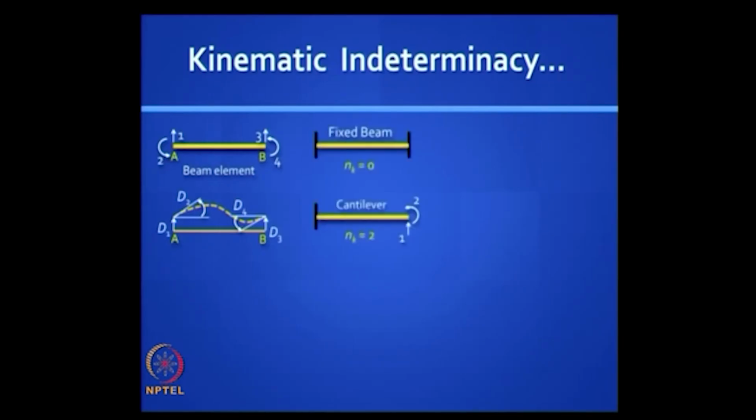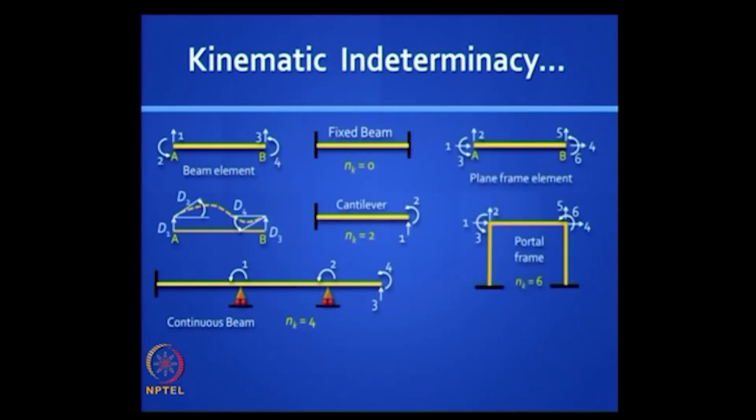So you have 4 degrees of freedom for a beam element. The primary structure or the kinematically determinate structure would be one in which all those 4 displacements are arrested, which is what you get in a fixed beam with both ends fixed. In a cantilever, one end is fixed, at the other end you have 2 degrees of freedom, a translation and a rotation. In a continuous beam, in this example a 2 span continuous beam with an overhang, you have 4 degrees of freedom. Nk stands for the degree of kinematic indeterminacy, 3 rotations and 1 translation.